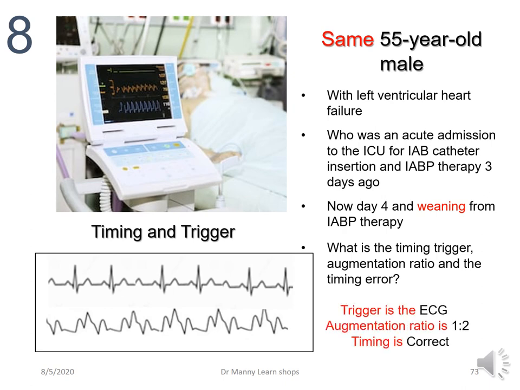The trigger again is the ECG. The augmentation ratio has now been weaned to 1:2, and the timing remains correct.